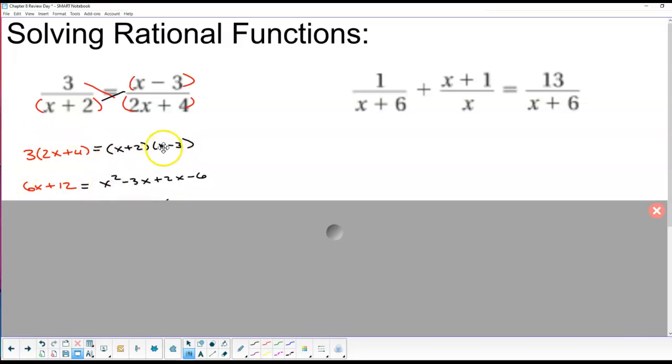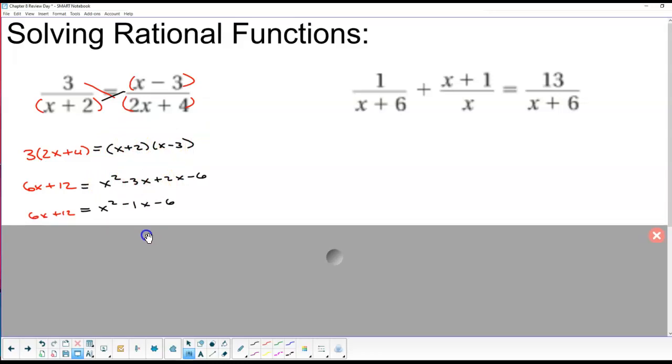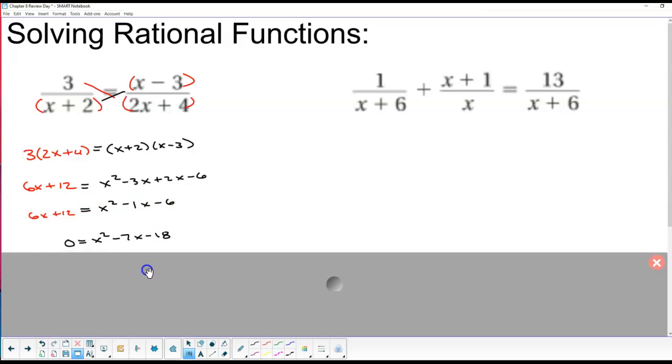You can check that work here. I didn't show my arrows, but I FOILed, and then combine like terms. The next step is to move everything over to one side. So I'm going to subtract 6x and subtract 12 to get a trinomial expression equal to 0.